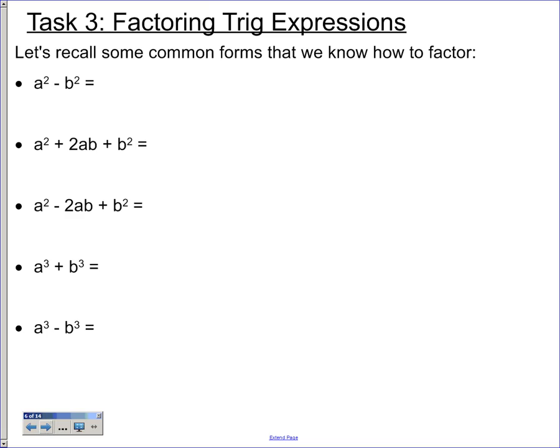Another common technique when we're simplifying trig expressions is by factoring them out. And this will also come into play later on as we start to solve trigonometric equations, but for now we're just simplifying and factoring. So let's recall some common forms of factors that we know what to do with. So a squared minus b squared is a minus b times a plus b, right? This is our difference of squares.